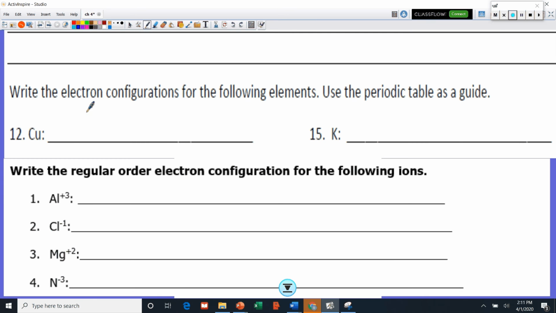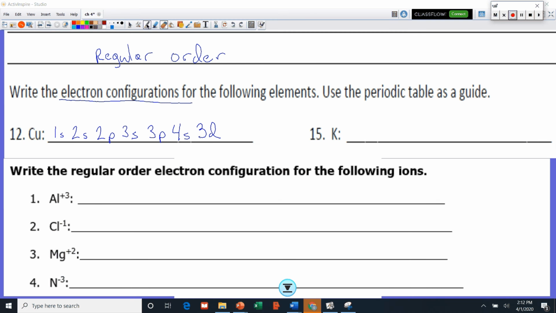So again, we're looking for electron configuration. That's going to be regular order or standard configuration. If you want to pause right now, try to do number 12 and number 15, and then you can play the video to see the answers.